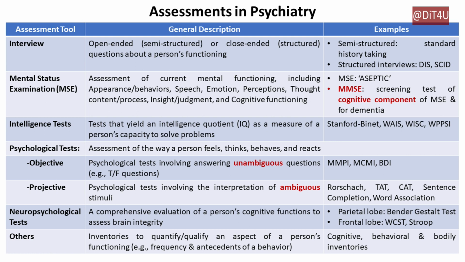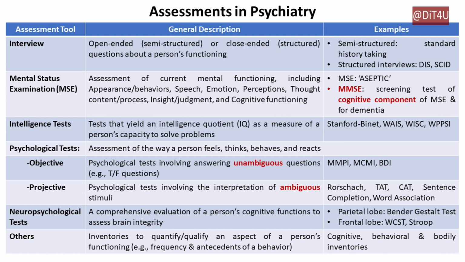Okay. Psychological tests: assessment of the way a person feels things and reacts. You have two types, objective and projective. So objective means psychological tests involving unambiguous questions, meaning very definite, such as true or false questions. Nothing vague about it. Okay, it's very, very definite.